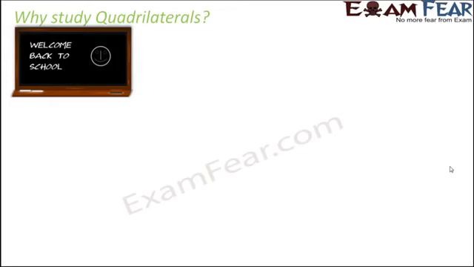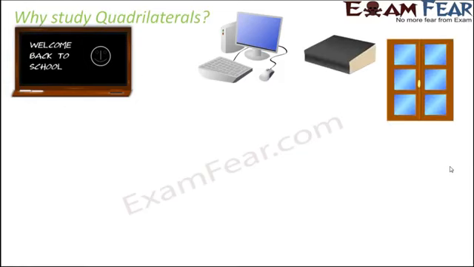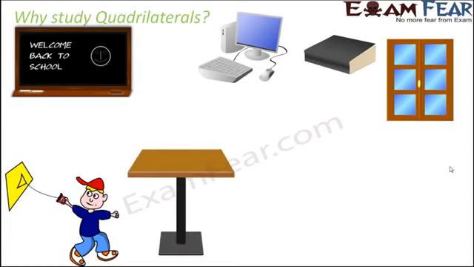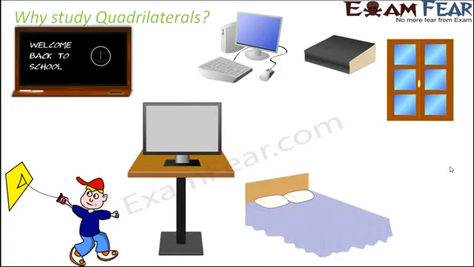Let's think of your blackboard. The shape of your blackboard is nothing but a quadrilateral. Think of the laptop screen or the desktop screen. The shape of the screen again is a quadrilateral. Think of a book or a window pane or even the kite. All these are in the shape of quadrilaterals. A table, TV, the bed.